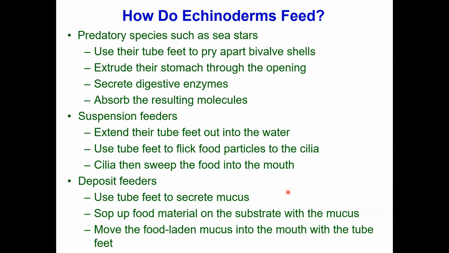Deposit feeding is very similar to suspension feeding. In this case, they use their tube feet, those tiny feet, to secrete mucus. Then they soak up the food material on their substrate with the mucus, and they move the mucus that contains food into their mouth by moving their tube feet around.